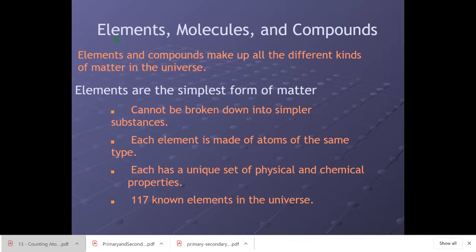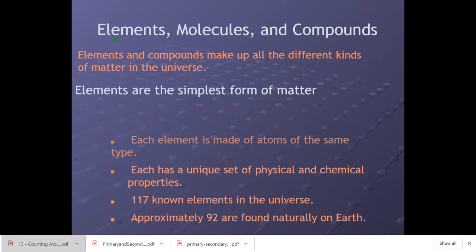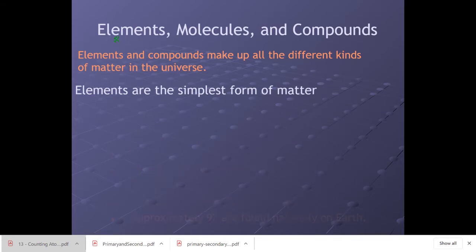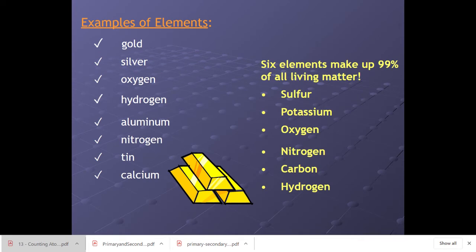There are 118 actual known elements in the universe. Approximately 92 of them are found naturally on Earth, and the others are man-made. Examples of elements would include gold, silver, oxygen, hydrogen, aluminum, nitrogen, tin, calcium.